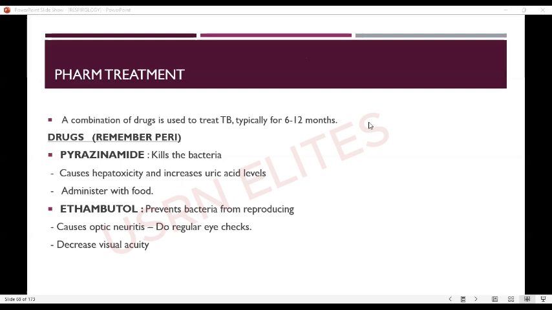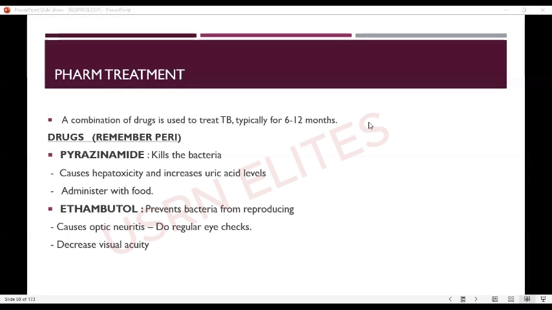Remember the word PERI, P-E-R-I. Anytime you hear TB, remember PERI. Why the word peri? The word peri means cover, surround. This is just a mnemonic. You can Google it and see. Peri means surround, cover, encapsulate, engulf. That is the meaning of the word peri.